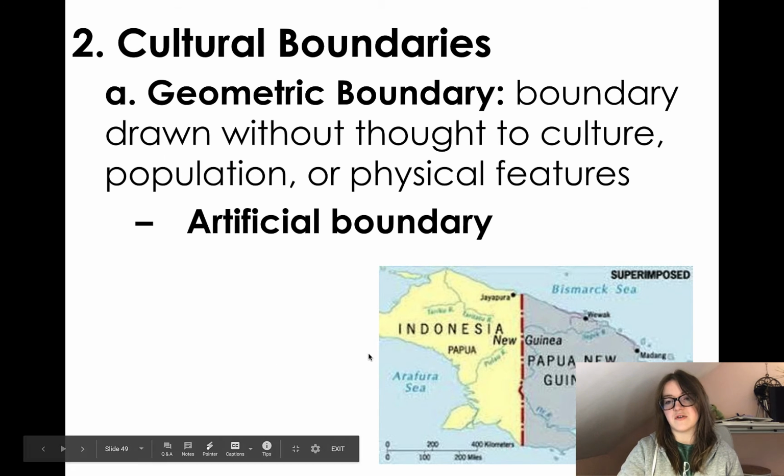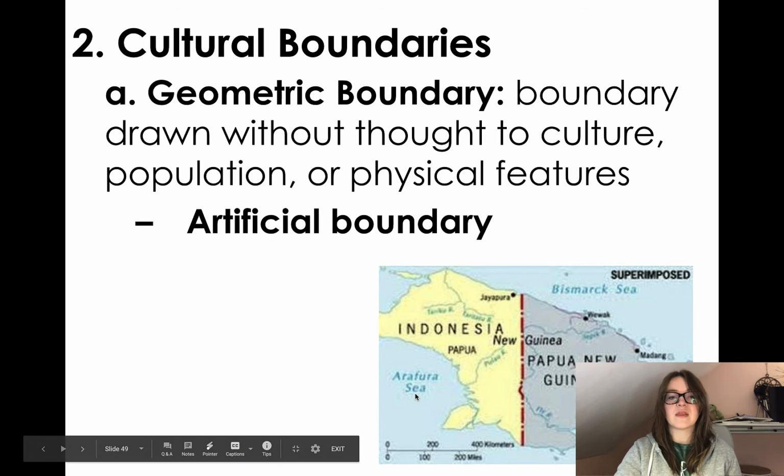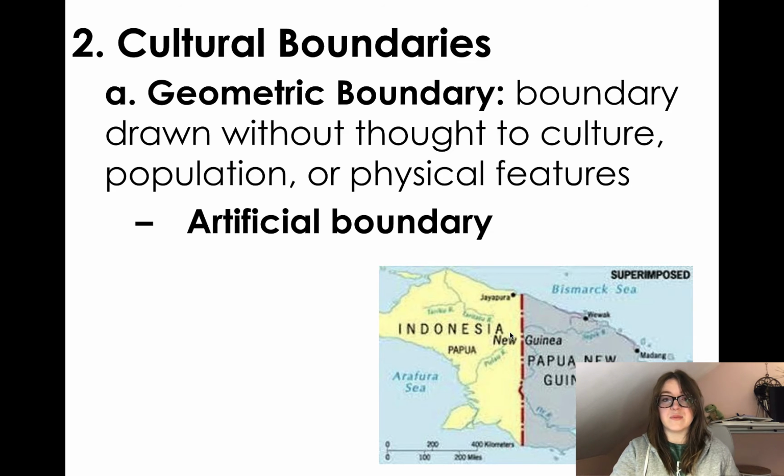Same thing here. So if we look at the boundary between Indonesia and Papua New Guinea, we see almost entirely an extremely straight line. Got it right down the middle. This is also an artificial boundary. This does not exist in nature. This exists on paper. This exists in practice. It exists because someone put it there.